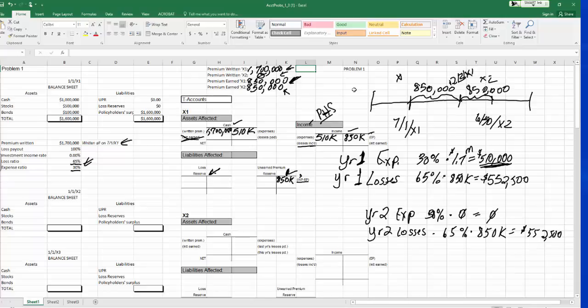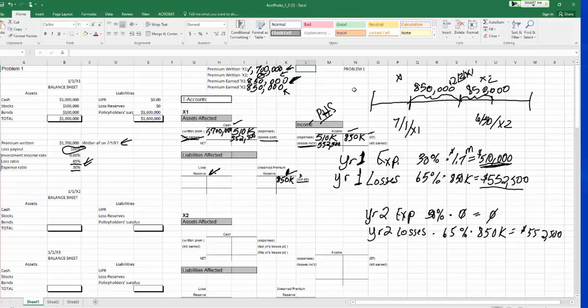Similarly, for losses incurred, we have $552,500 in year 1. We pay all of that in this first year because we had 100% loss payout. So losses paid, which comes out of cash or a credit to cash, of $552,500. And we're done with our year 1 account entries.